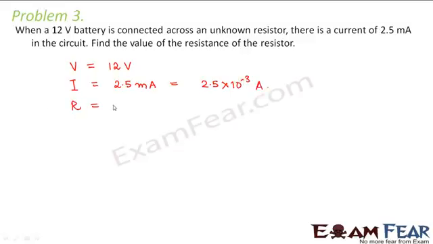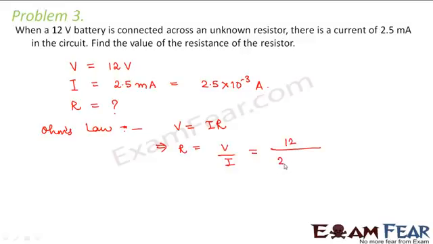So we have to calculate the value of the resistance. Using Ohm's law, we can say that V is equal to IR. So from this we can say R is equal to V by I, that is equal to 12 divided by 2.5 into 10 to the power minus 3. So this comes out to be 4.8 into 10 to the power 3 ohms, that is equal to 4.8 kilo ohms. So this would be the value of the resistance of the resistor.